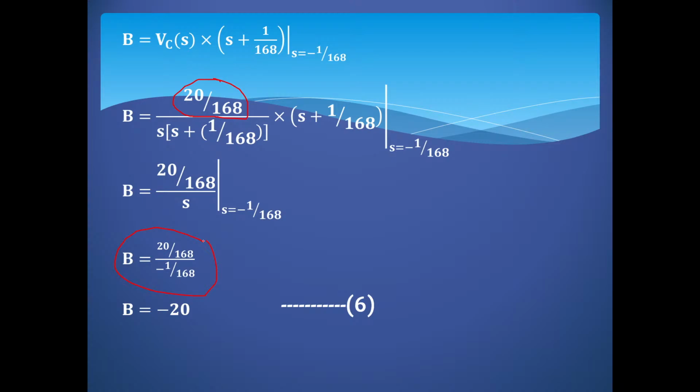So we have got a value for A, and we have got a value for B. Now you can substitute this A value and B value in your Vc of s equation. Write it down quickly.